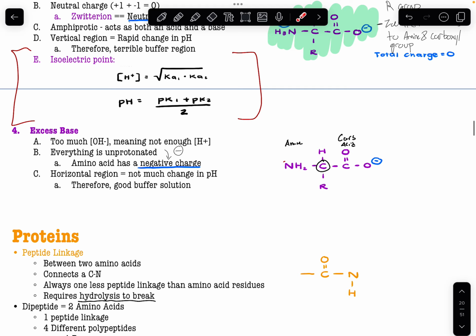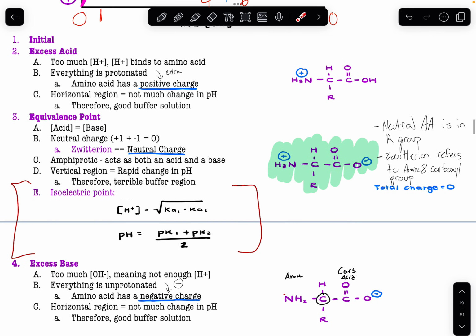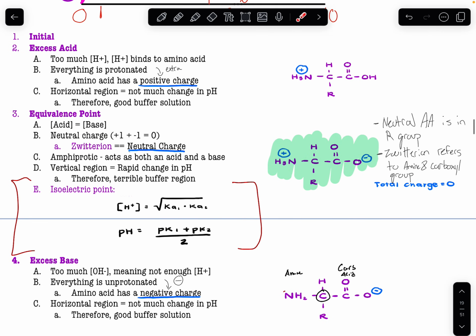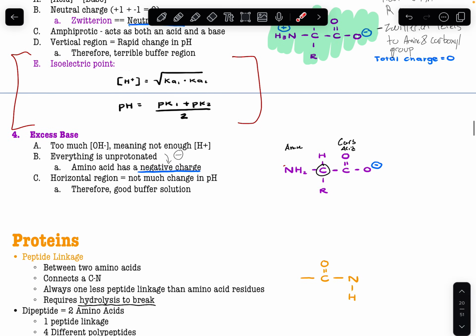Cool. Okay. We're going to keep on going. Nothing too crazy in here. This is basically just describing what I just did. So if you don't think I'm cutting it, read it for yourself.